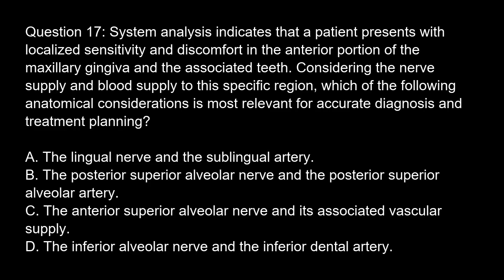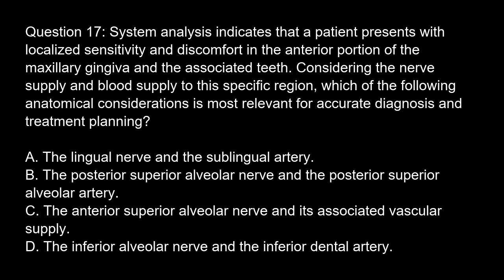Question 17. System analysis indicates that a patient presents with localized sensitivity and discomfort in the anterior portion of the maxillary gingiva and the associated teeth. Considering the nerve supply and blood supply to this specific region, which of the following anatomical considerations is most relevant for accurate diagnosis and treatment planning?